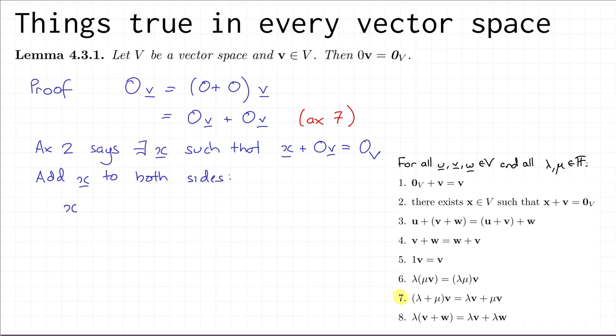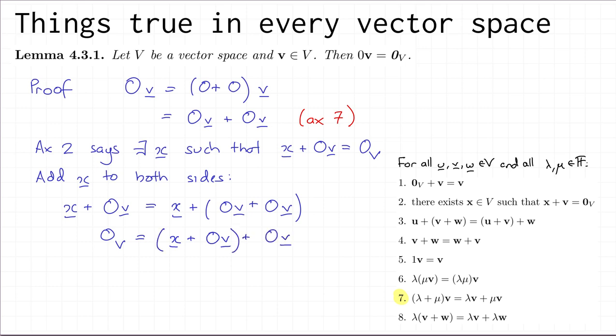On the left I will get x plus 0 times v, and that is something we can easily simplify. On the right we've got something which is not quite so easy. It needs one further step. On the left, from the definition of x, I know I've got the 0 vector. And on the right I'd like to be able to simplify this, and in order to do that I need to use the associativity property. So I can use associativity, axiom 3, to rewrite this by moving the brackets. So this is axiom 3.